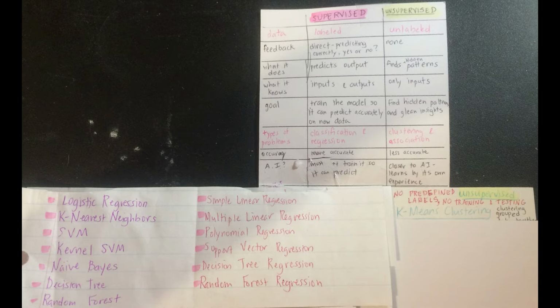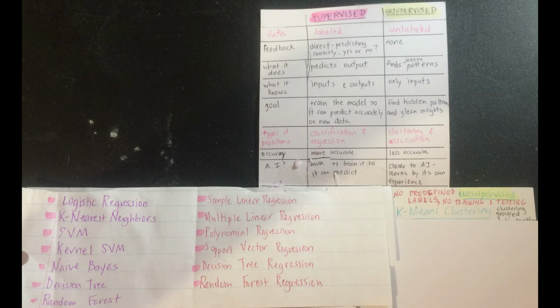For data, what's the difference between supervised and unsupervised? Supervised data is labeled, unsupervised data is unlabeled. What's the difference in feedback? The feedback for supervised is that it's direct. Is it predicting correctly? Yes or no? In unsupervised, there is no feedback.